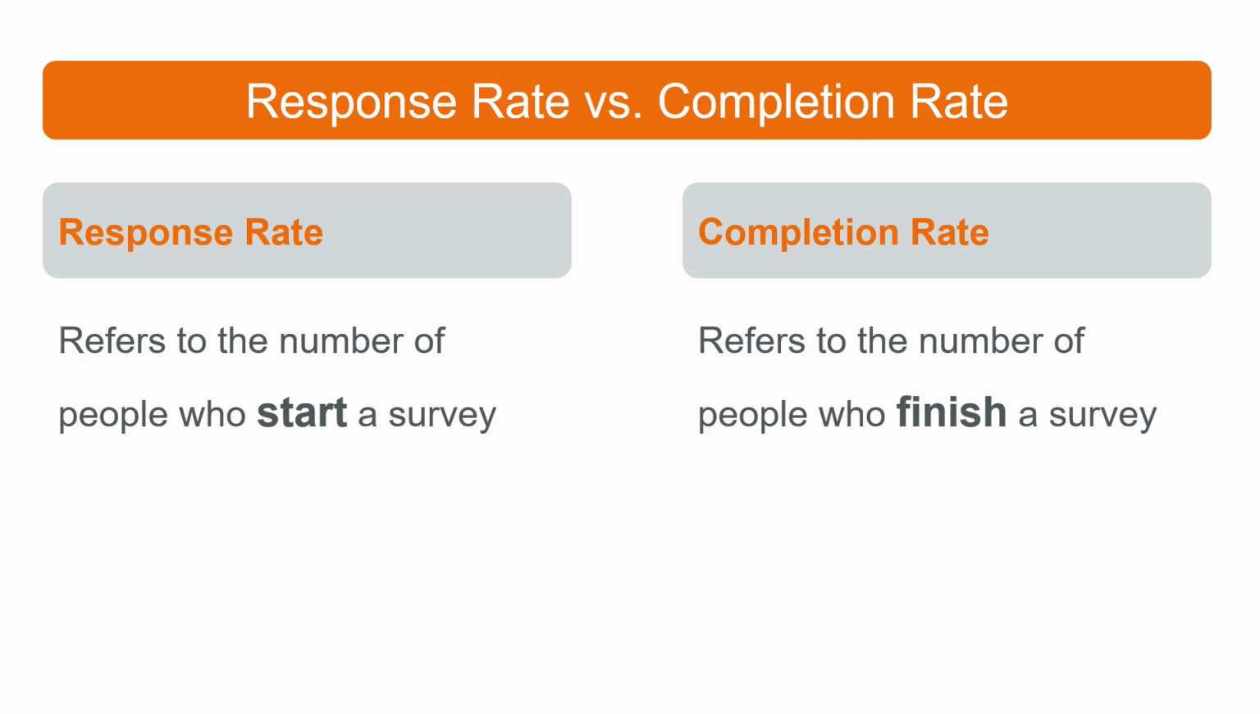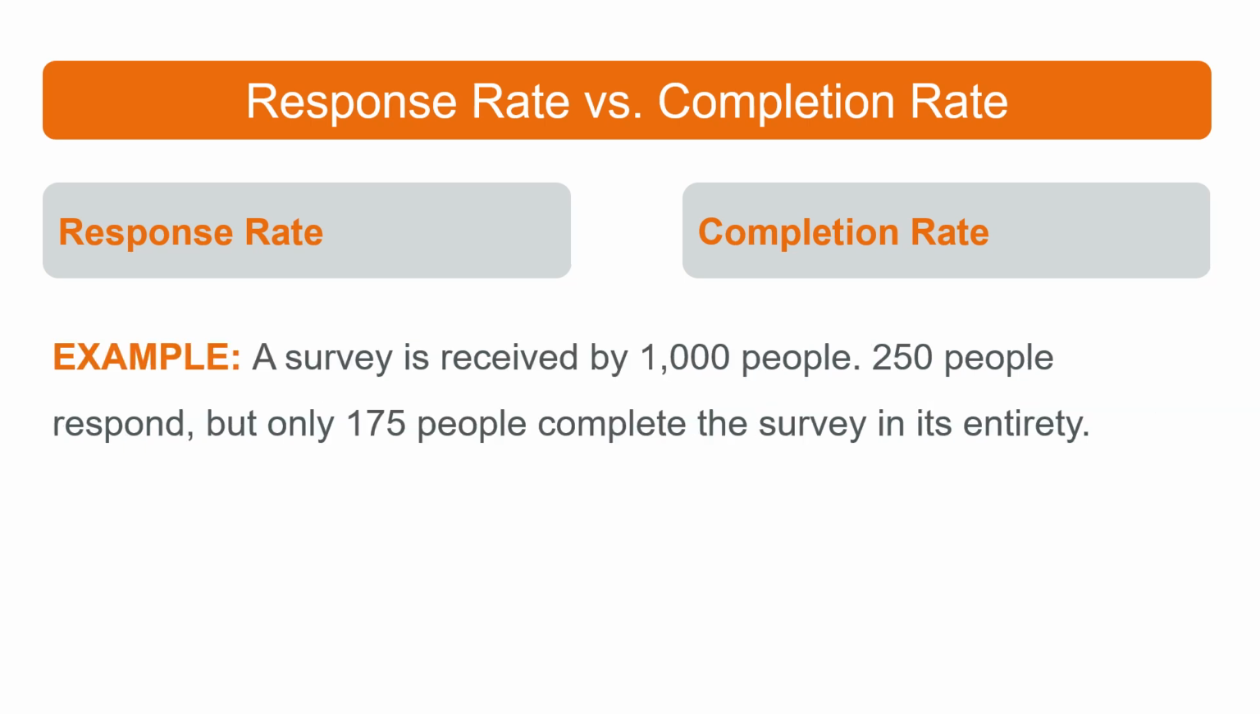For example, let's again say you send a survey that reaches 1,000 people, but this time, 250 people respond to the survey, while only 175 complete the survey in its entirety. In this case, your response rate is 25%, while your completion rate is 17.5%.